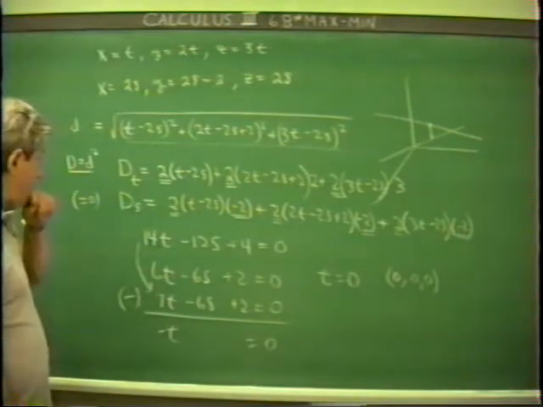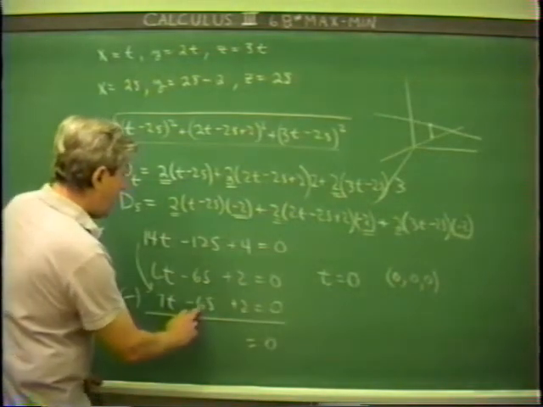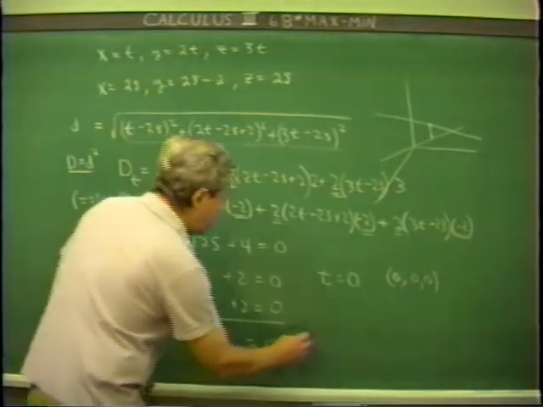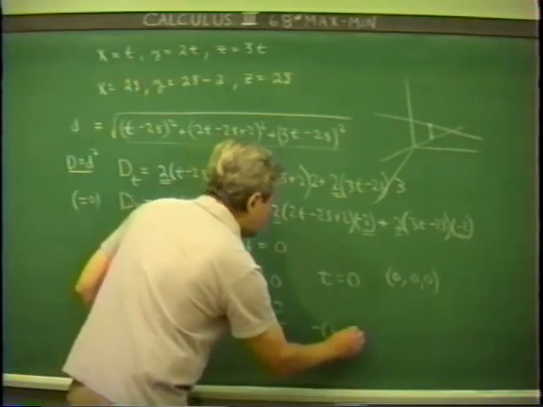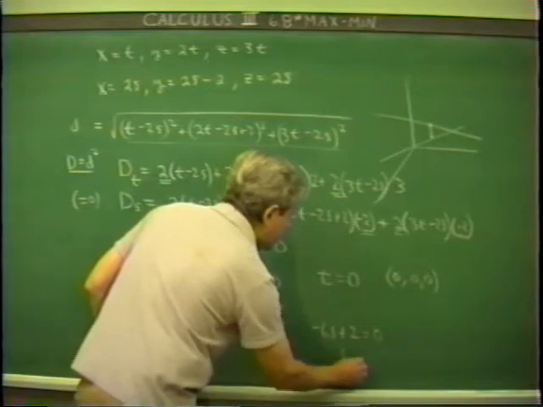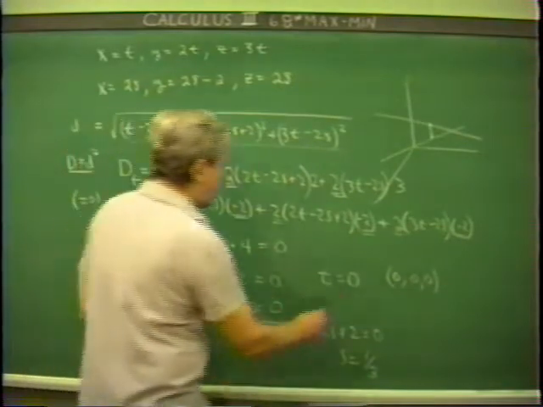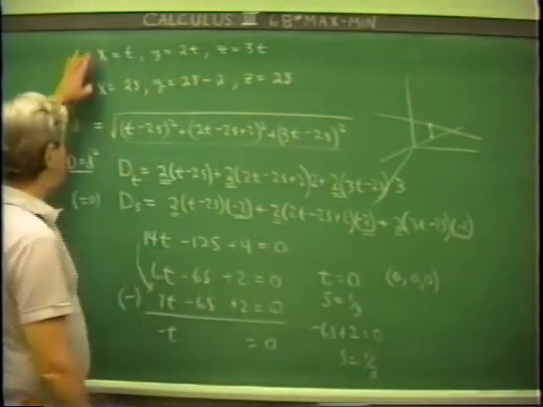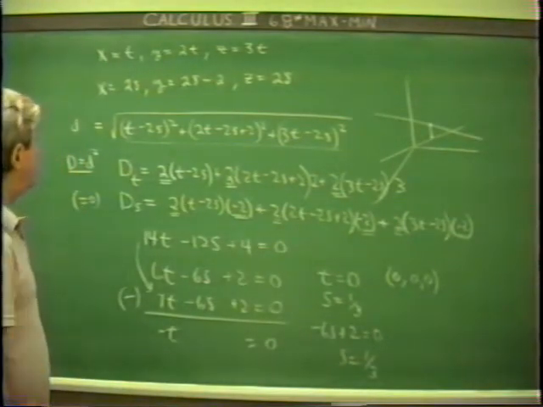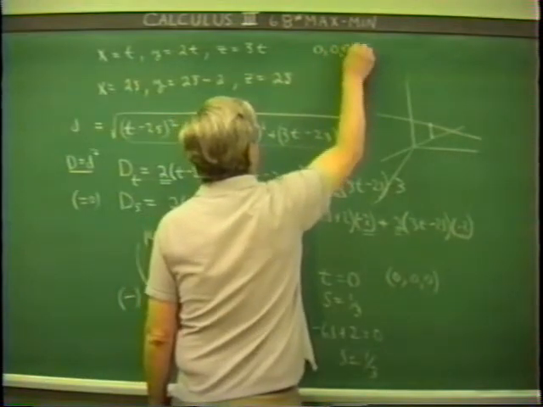That's to say, on the first line through the point 0, 0, 0, when t is equal to 0 here, what do we have here? We've got minus 6s plus 2 is equal to 0, or s is equal to 1/3. So at t equals 0, s equals 1/3. Those are the points on the two lines where the distance is minimal.